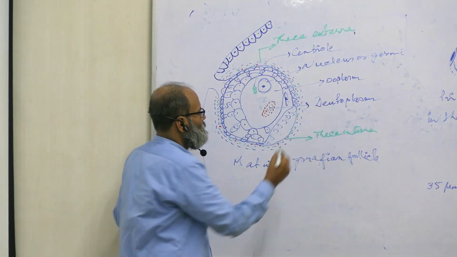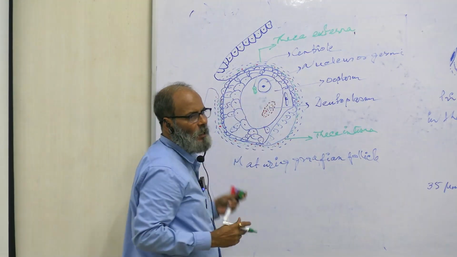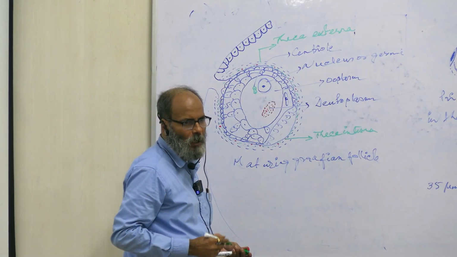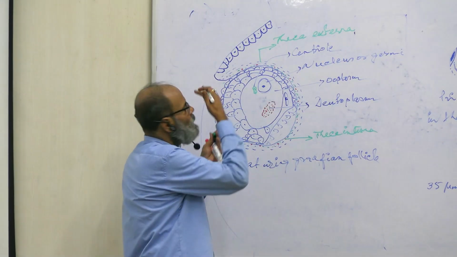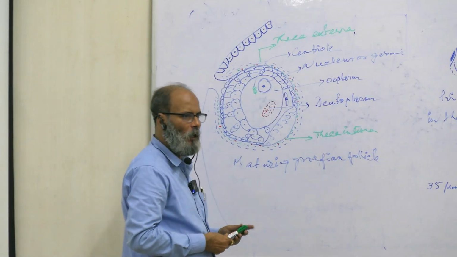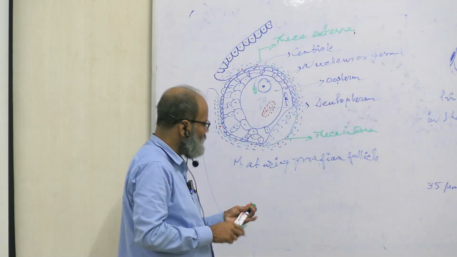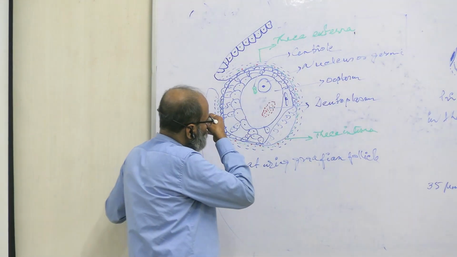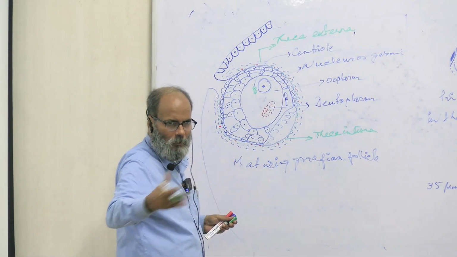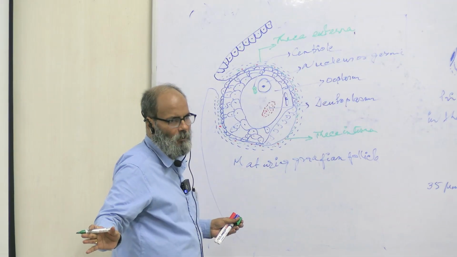Theca interna and theca externa. This thecal sheath coming from the stroma of the ovary envelops the maturing Graafian follicle, and at the stage of mature Graafian follicle, these cells have already entered into the second meiotic division, but have not completed it.